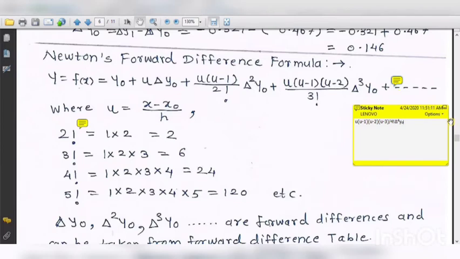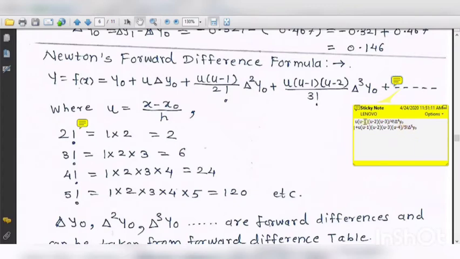Then if I want to write down the next term, then the next term will be delta raised to 5 y0 in this. And obviously there will be one term we have to add here, that is u minus 4, and here there is 5 factorial. Right. So let me show you what is that term. Yeah, here is the term, you can see this. Next term, u into u minus 1 into u minus 2 into u minus 3, and as it is up to u minus 3, the next term will be added as u minus 4, right? And here 4 factorial, so here there will be 5 factorial. And the next difference, that is delta raised to 5 y0.